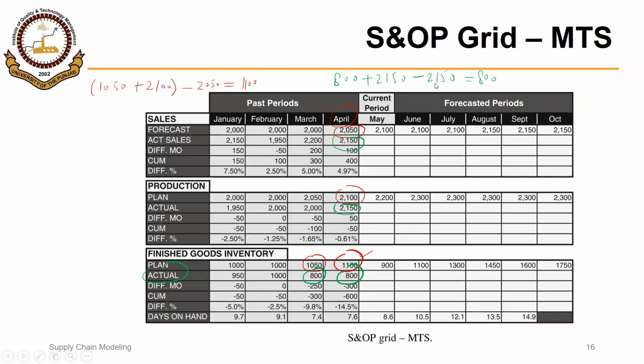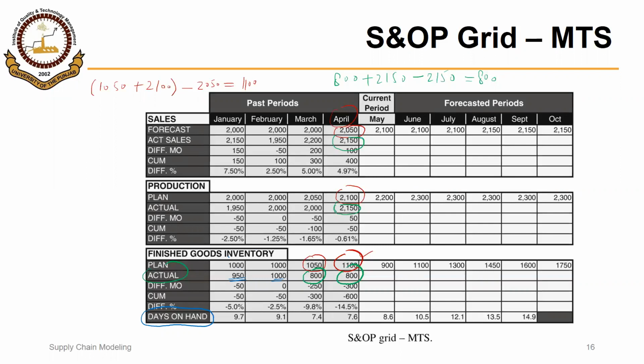Another important element of this finished good inventory grid is the days on hand. That is the inventory in terms of days. I mean, here in the first two rows, you calculated the inventory in terms of number of units. So you planned to have 1000 units at the end of January, but actually you had 950 units at the end of January. But we can convert the inventory in days as well. So that is actually easy to interpret: how many days' worth is the inventory that you are having. So how is that calculated?